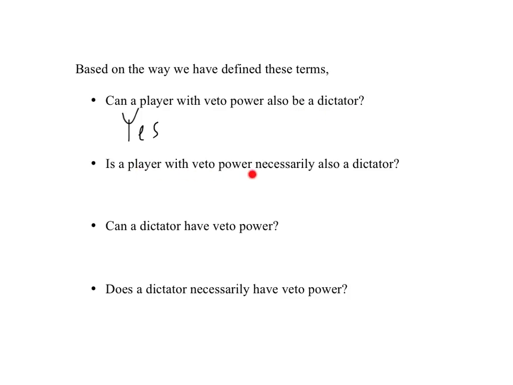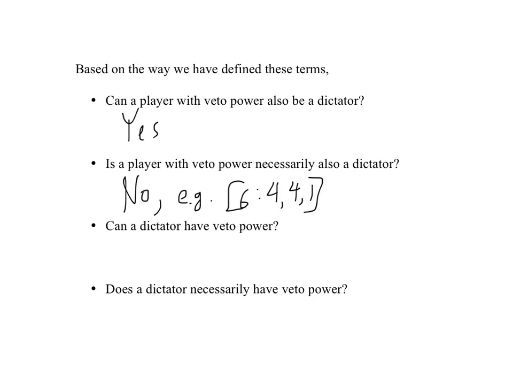How about the question, is a player with veto power necessarily also a dictator? Well, no, that's asking too much. For example, we were looking at the weighted voting system with quota 6 and weights 4, 4, and 1, and we concluded that these two players, in our scenario Northern and Central Jersey, each had veto power. But you see that neither one of them is a dictator. Neither one of them can single-handedly reach the quota of 6. So no, veto power does not entail dictator status.